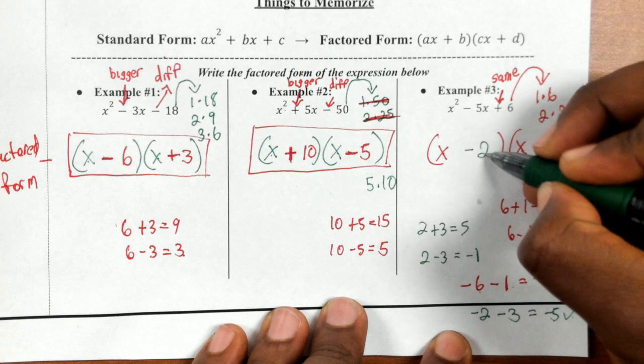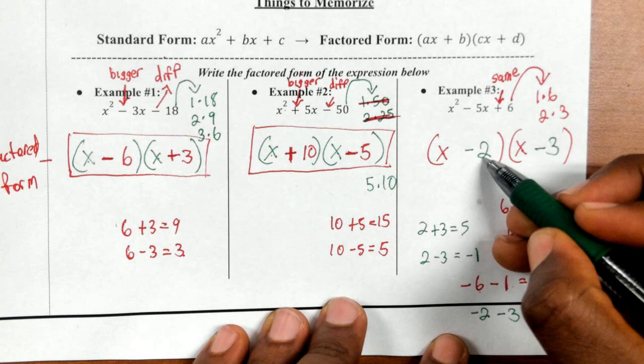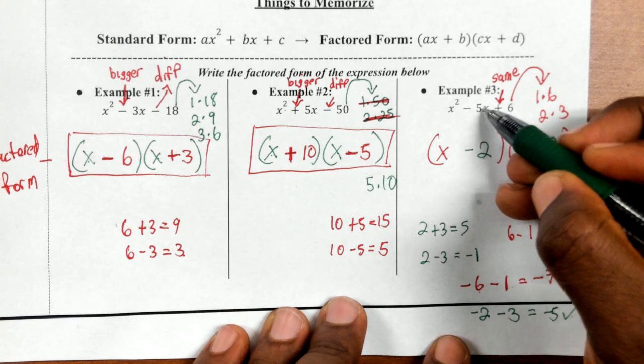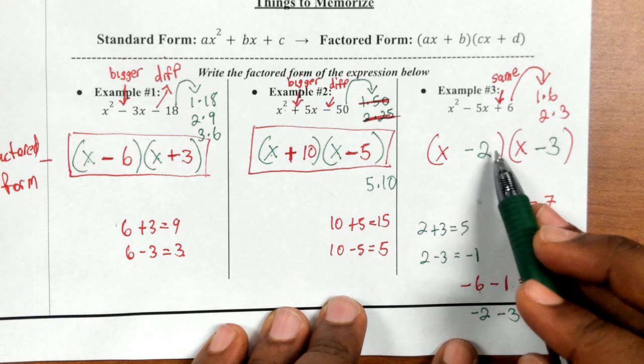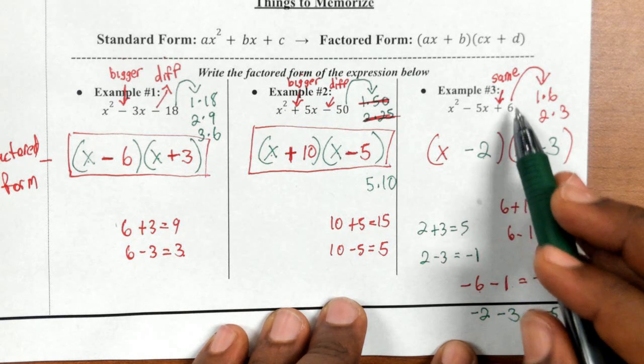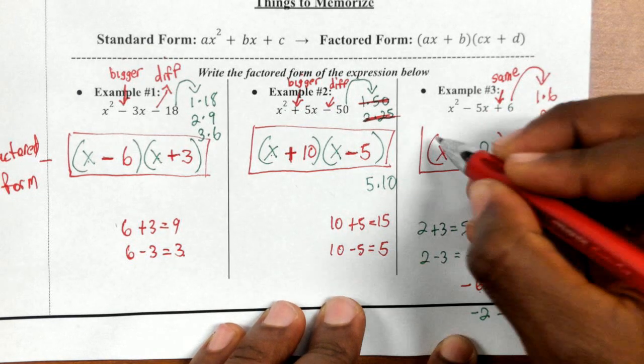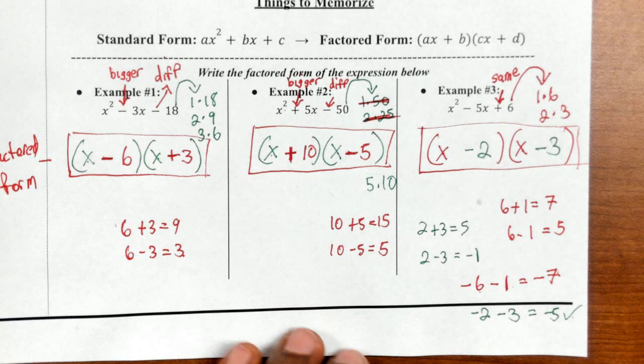So that's the one that I would use. A negative 2 and a negative 3. Because negative 2 minus 3 is negative 5. And when you multiply negative 2 and negative 3, that will give me positive 6. So again, guys, this is the result. Good luck, guys.